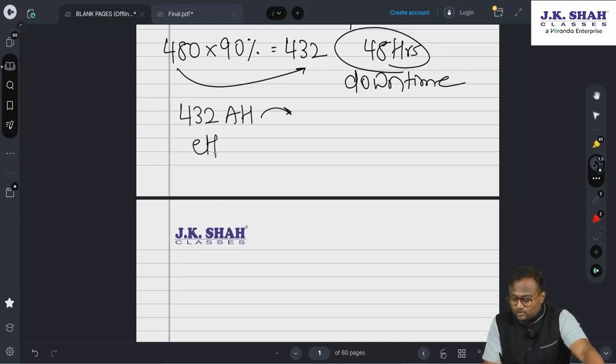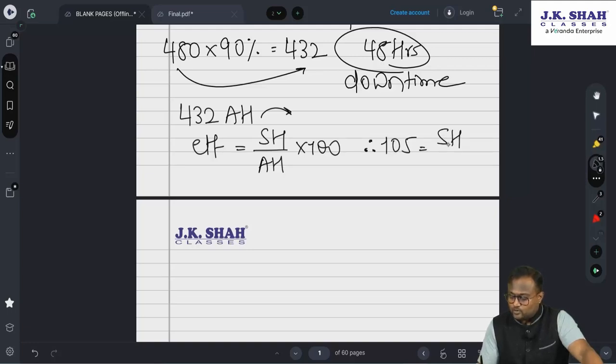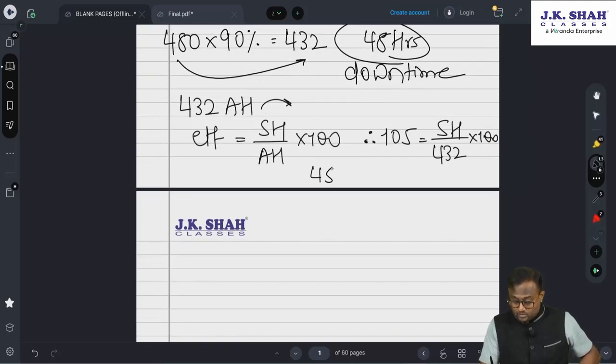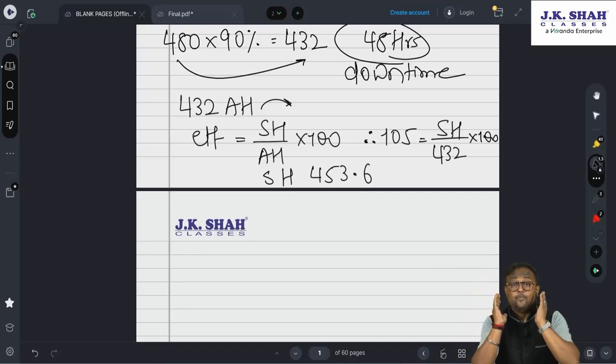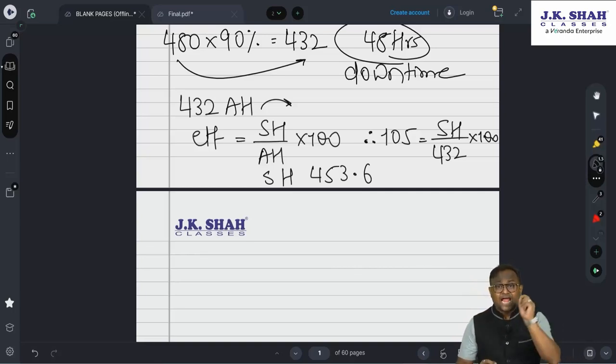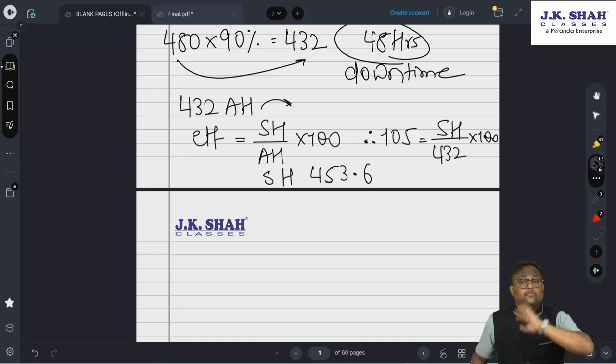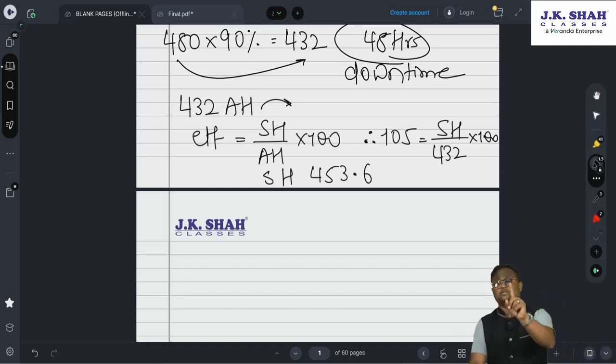So, let me tell you, your efficiency ratio is nothing but standard hours upon actual hours into 100. If your efficiency ratio is 105, standard we don't know, but yes, we know the team has actually worked for 432. 432 into 105, 453.6 should be the standard time. The productivity ratio is 105%. Actual time worked is 432. They are not interested in actual cycle time. They are interested in ideal cycle time, that means standard cycle time.